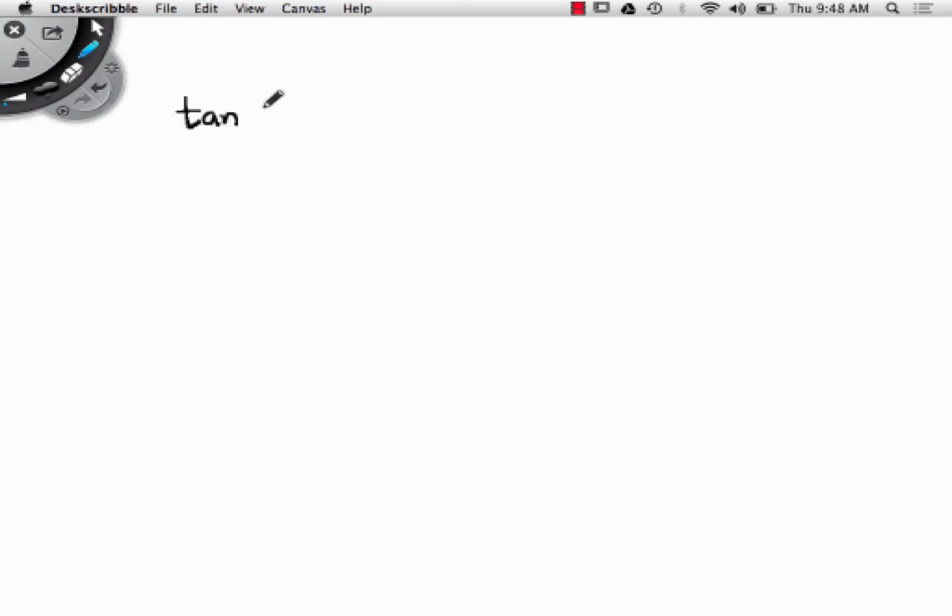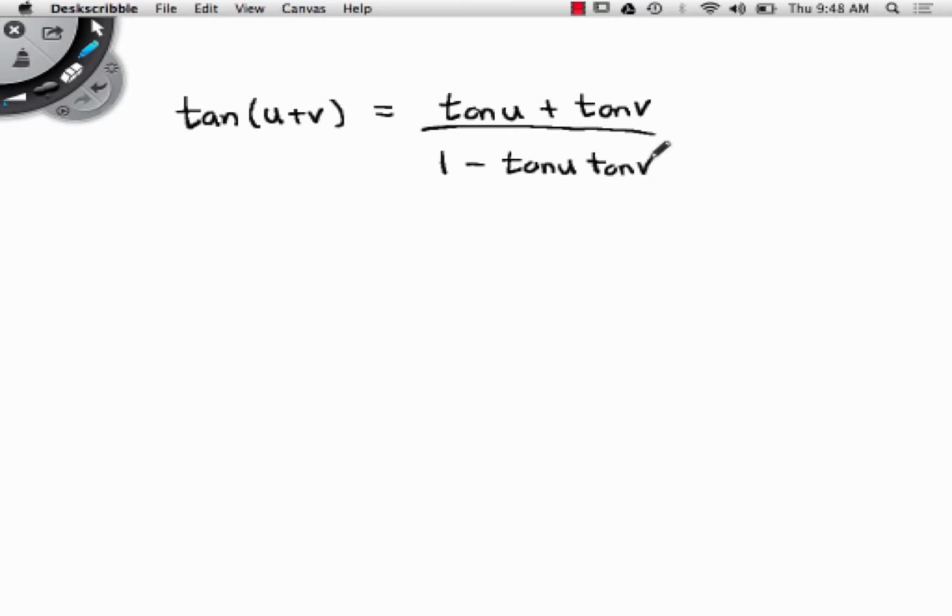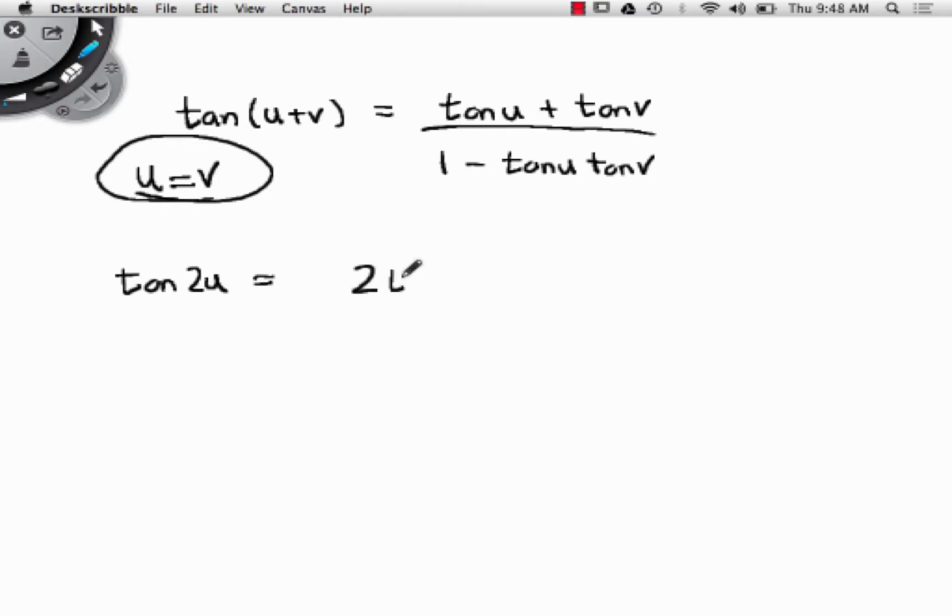I know from the previous lesson that the tangent of u plus v is equal to the tangent of u plus the tangent of v over 1 minus tan u tan v. But again, if u is equal to v, if they're the same, then this becomes the tan of 2u is equal to, these are now the same, so this becomes 2 tangent of u over 1 minus tan squared u. It's the same thing with B if they wanted to have. Yes. Correct. So these are the multiple angle formulas right here.